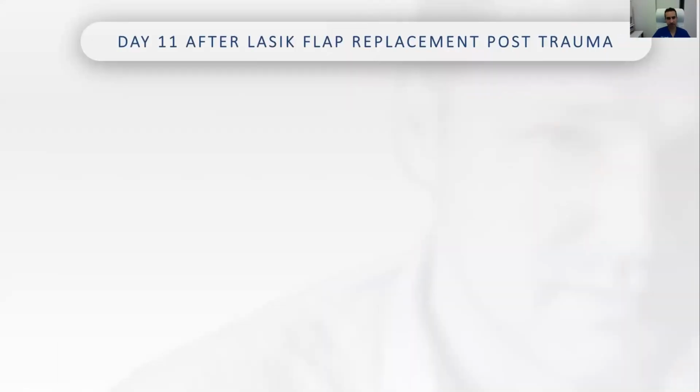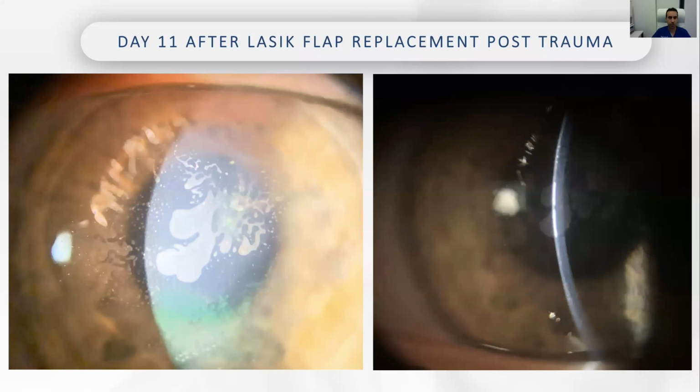So I'm going to show you an interesting case, and for the sake of time, I'm going to limit it to one case. This is a patient at day 11 after LASIK flap replacement post-trauma. That patient had a rubber band injury to her eye. She had LASIK more than 10 years ago in an outside clinic. She came back with a displaced flap and a torn flap in the middle. We repositioned the flap. The torn flap was left to heal by primary healing. No suture was put at that time.